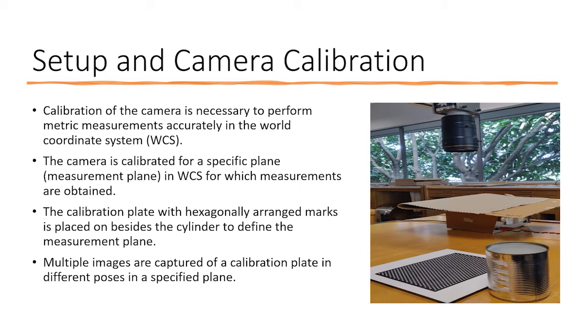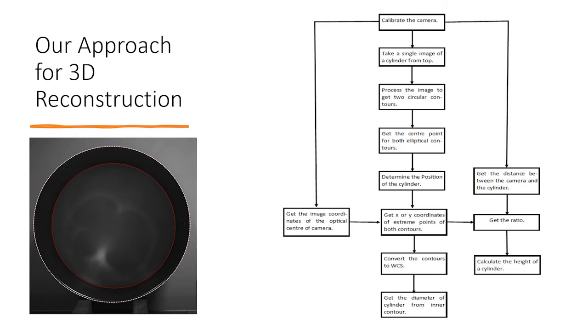calibration process. Now, our approach for 3D reconstruction is shown in this flowchart. After calibrating the camera, the first step is to capture a single image of a cylinder from top. This is how the captured image will look like. In this image, we have extracted two circular contours which represent the top and the bottom of the cylinder. Now for the top of the cylinder, you can see that there is a highlight present near the edge, which is caused by the ambient light. However, even in the presence, we have accurately detected the edge of the product.